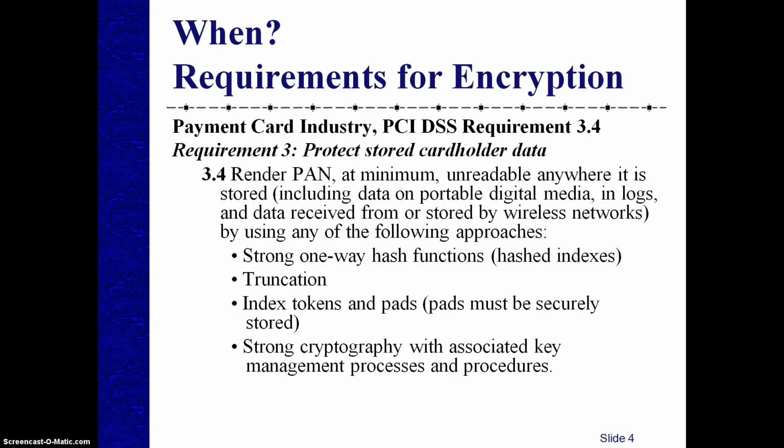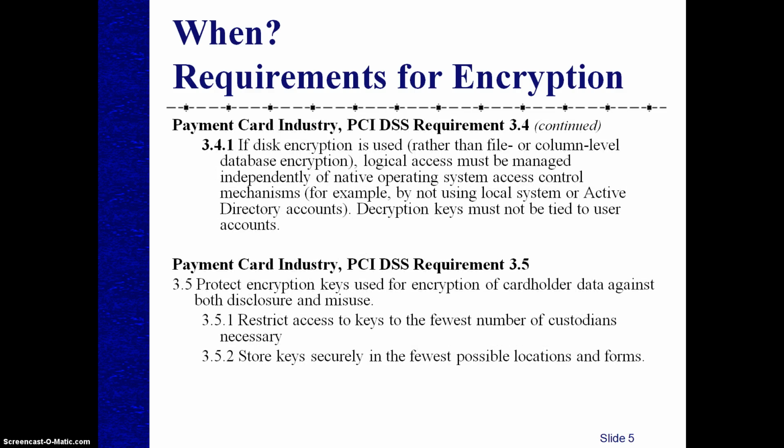Requirement 3.4: render PAN, at minimum, unreadable anywhere it is stored, using strong one-way hash functions, truncation, index tokens and pads, and strong cryptography with associated key management processes and procedures. Requirement 3.4 continued: if disk encryption is used rather than file or column level database encryption, logical access must be managed independently of native operating system access control. Requirement 3.5: protect encryption keys used for encryption of cardholder data against both disclosure and misuse.